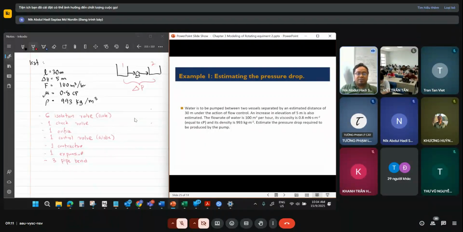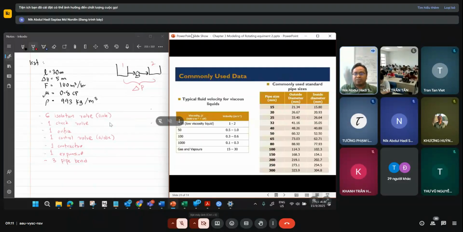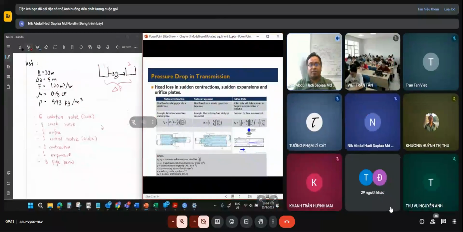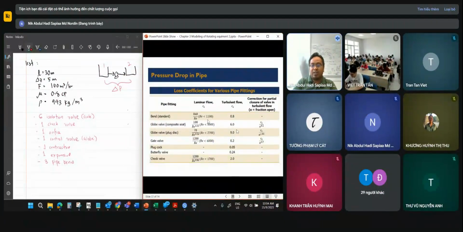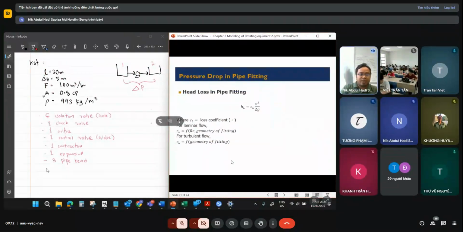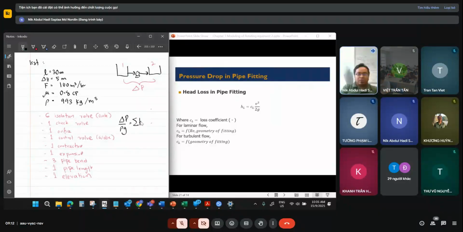So we have all of this. Let's check our equation to see what more information we need. First, I forgot to include, we have 1 in terms of pipe length, and we have another one from the elevation. So all of this will contribute to delta P over rho g equal to the summation of head loss plus delta Z.